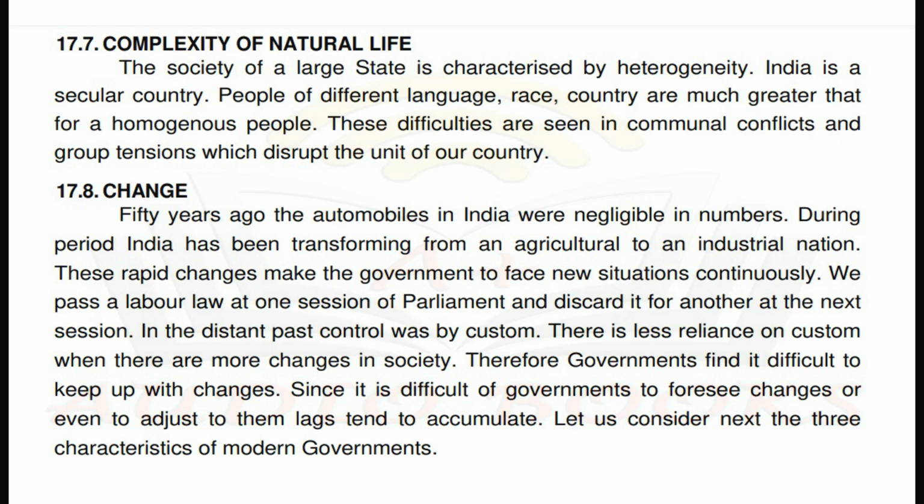In the distant past, control was by custom. There is less reliance on custom when there are more changes in society. Therefore, governments find it difficult to keep up with changes. Since it is difficult for governments to foresee changes or even to adjust to them, lags tend to accumulate. Let us consider next the three characteristics of modern governments.